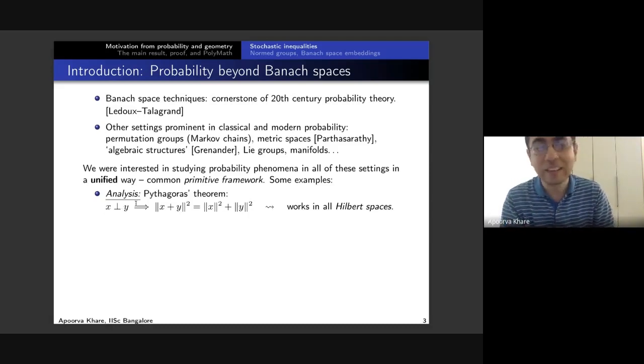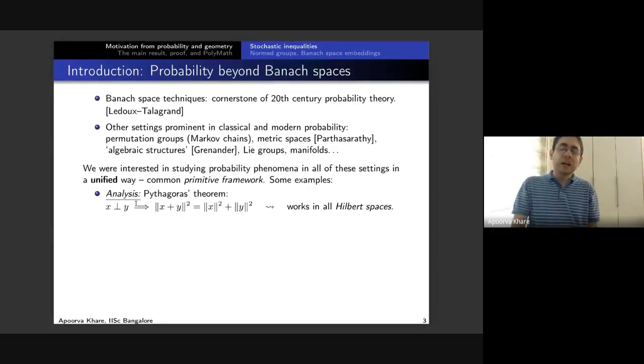You might have seen, well, everybody has seen Pythagoras' theorem. It says that if you have two things which are perpendicular, then their norm squares add up to the norm square of their sum. Right? So the sum of the squares of the norms is the norm square of the sum.